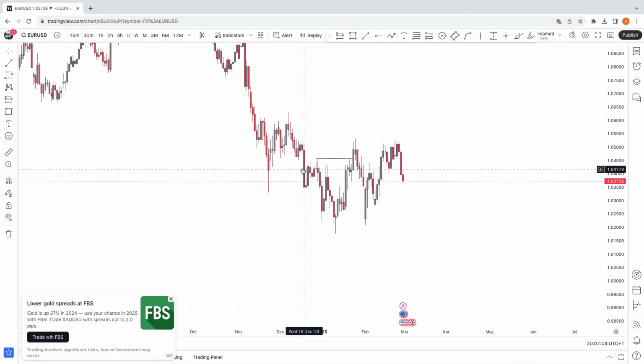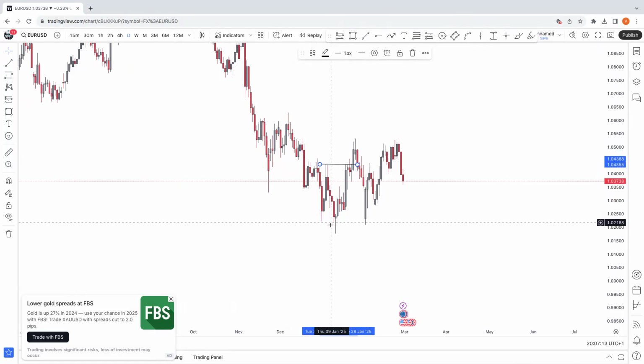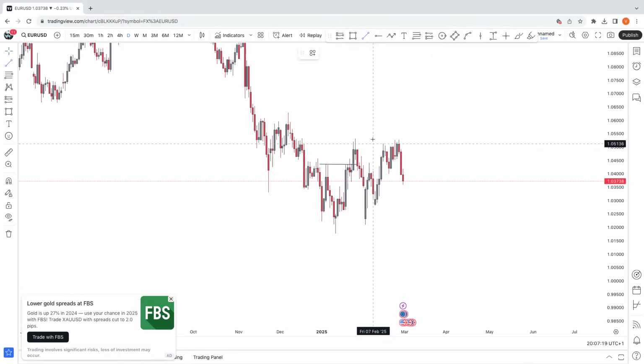I'm sure some of you are going to say, okay, this is a change of character. This was the last lower high that was responsible for this lower low, and price has taken it out. And I quite agree with you, but then something happened here, right?